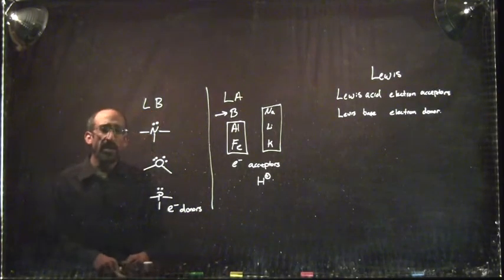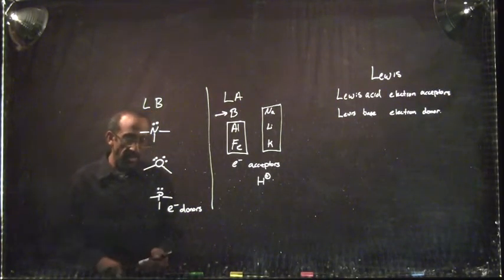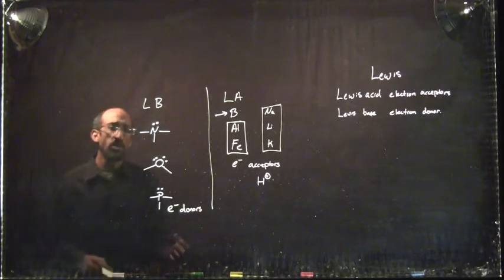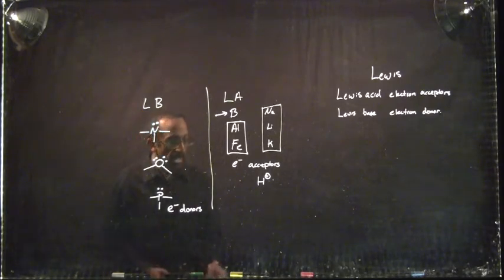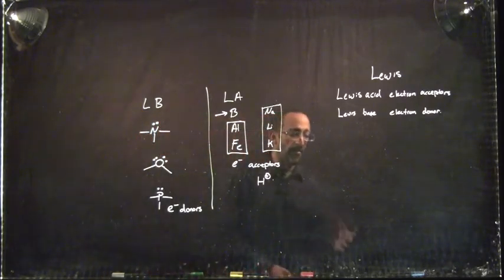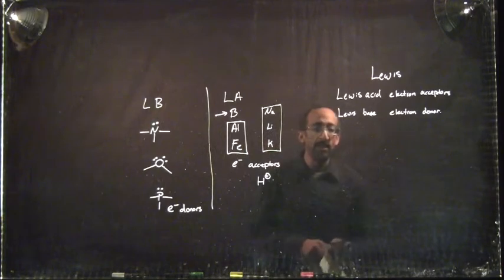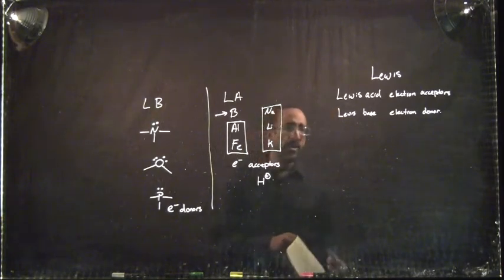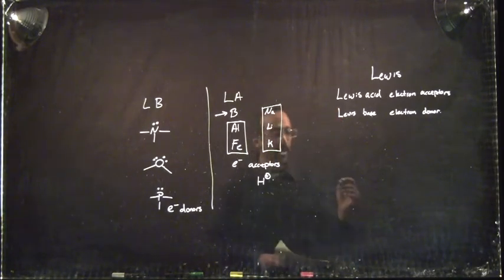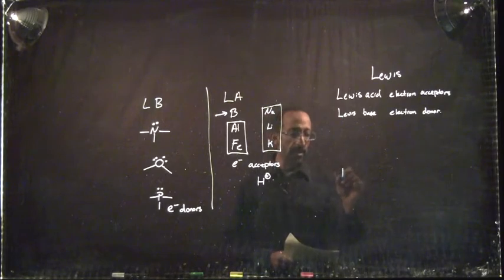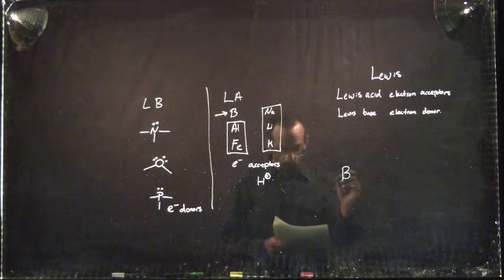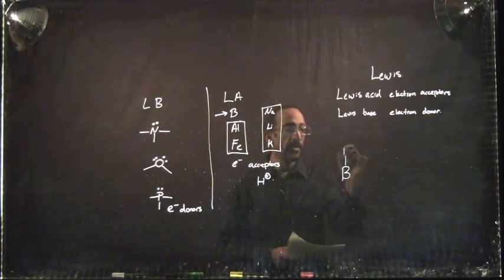Now, when a Lewis acid and a Lewis base react, they form what's called a Lewis adduct. We've actually seen this before in Chem 201. If you recall, we have seen boron trifluoride react with diethyl ether. If we draw this out, here's our boron atom. We're going to have 3 fluorines on this boron atom.